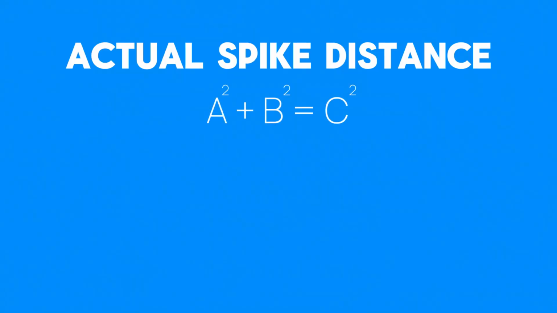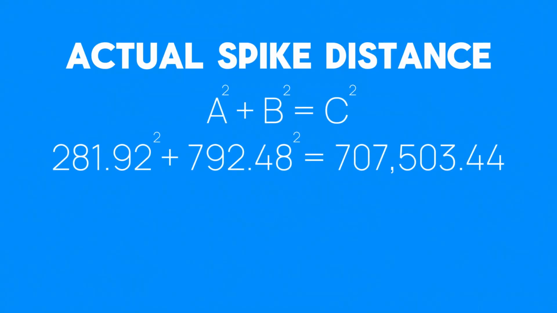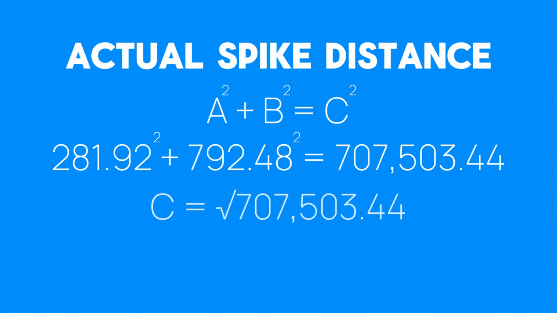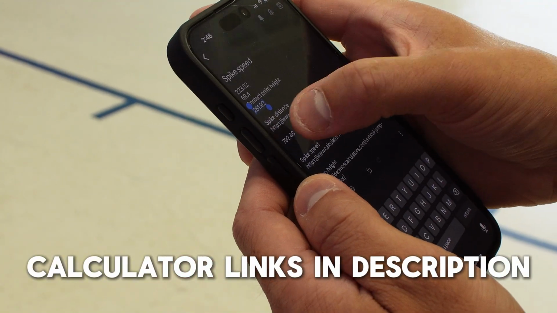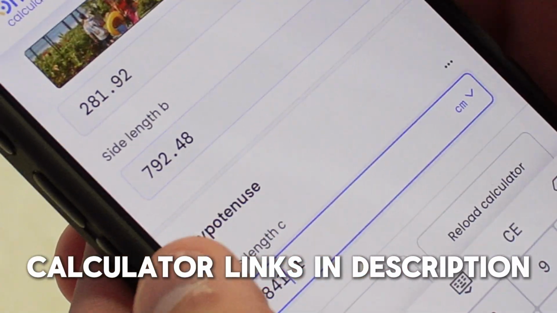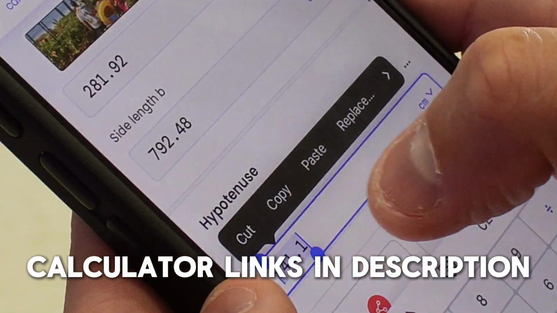So for me, when I put in my contact point height of 281.92 centimeters and the floor distance of 792.48, I got 841.1 centimeters. I'm going to write that down. And I'm going to leave a link in the description where all these calculators are, so you can just input your numbers and you don't have to find these calculations yourself.